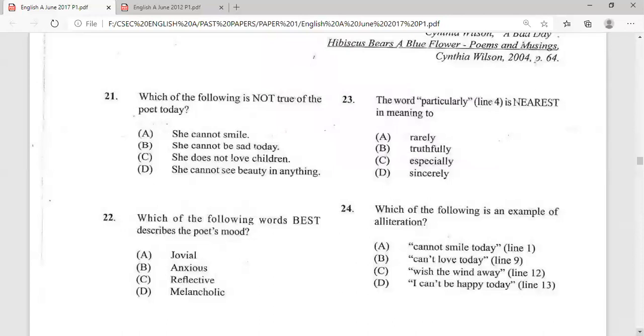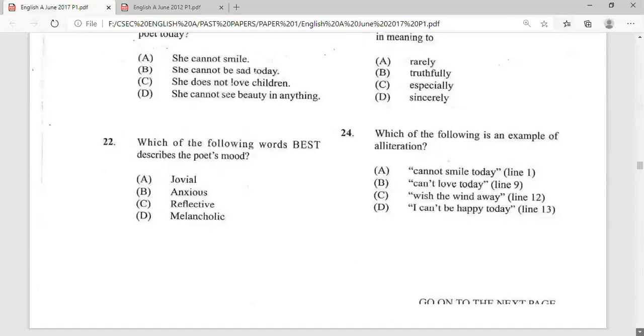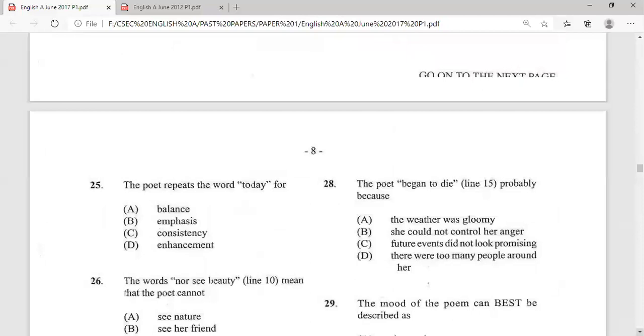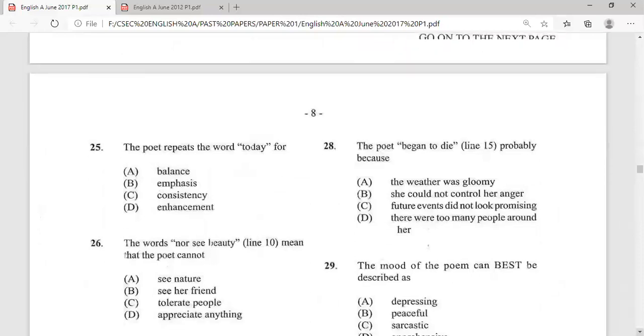24, alliteration. Which one of these options would have a similar sound each time you're saying a word? The answer would be C, wish the wind away. 25, why would the writer keep repeating the word today? This is for emphasis. Today is the day that's not a good day. Today, today. And it's just for emphasis.